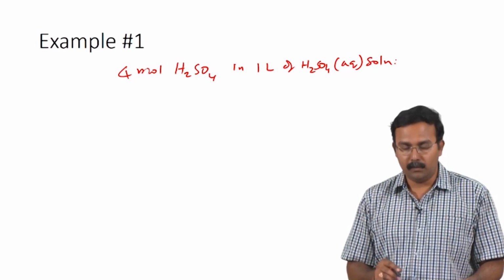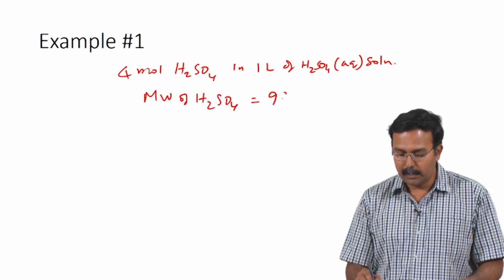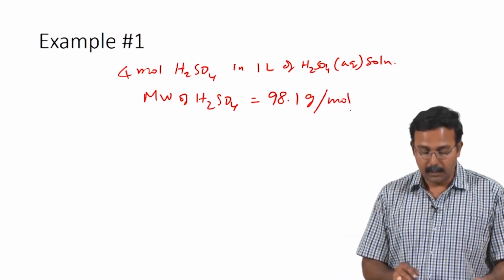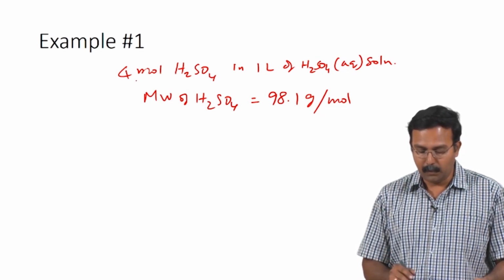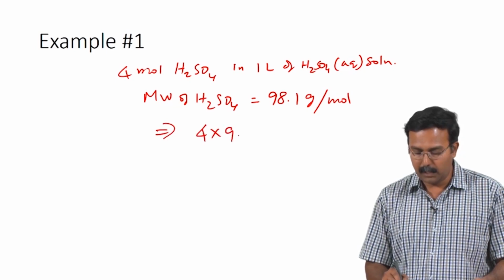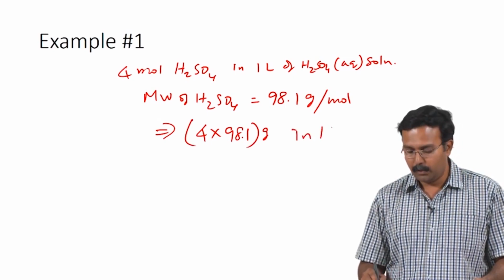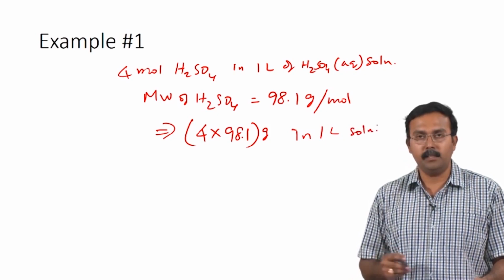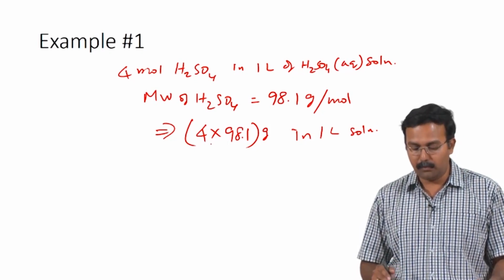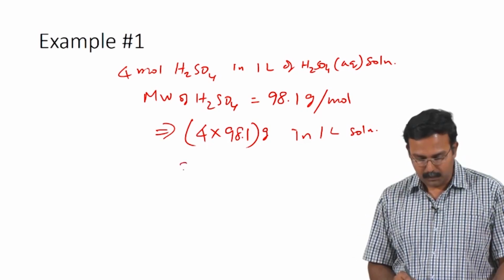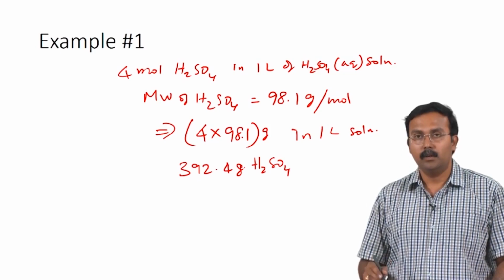So, let us look at what is the molecular weight for sulfuric acid. The molecular weight of H2SO4 is equal to 98.1 grams per mole, and this would imply that 4 moles of sulfuric acid present in 1 liter means that 4 times 98.1 grams of sulfuric acid has to be dissolved in 1 liter of solution. So, our basis for the problem is 1 liter of 4 molar solution being prepared. This means 4 times 98.1 grams of sulfuric acid is dissolved. This would be 392.4 grams of sulfuric acid dissolved in 1 liter of solution.